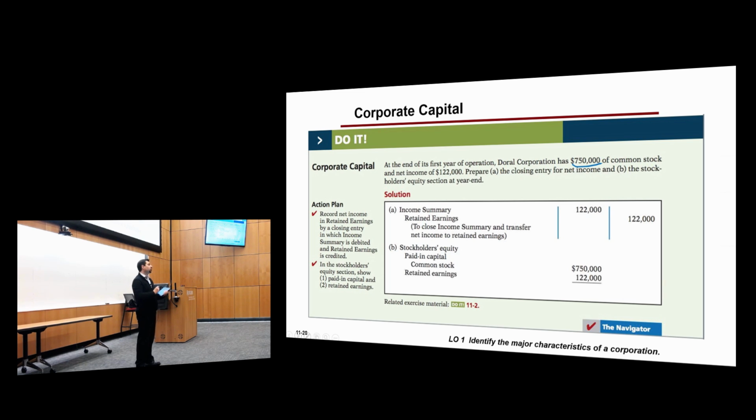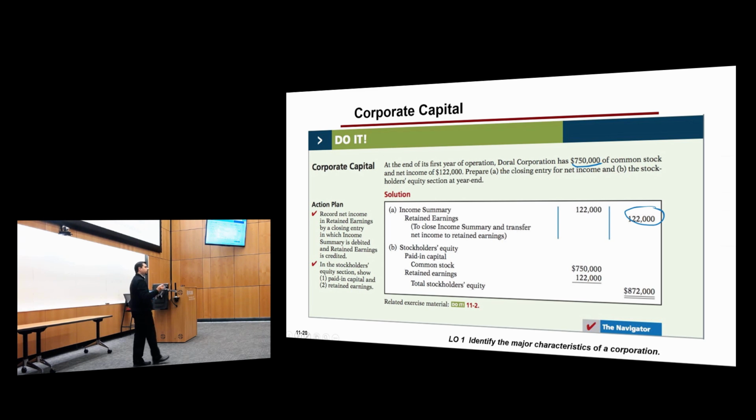Then we have retained earnings. This is what we closed here, 122,000. Now, the total stockholders' equity will be the sum of those two. That's how you prepare it.